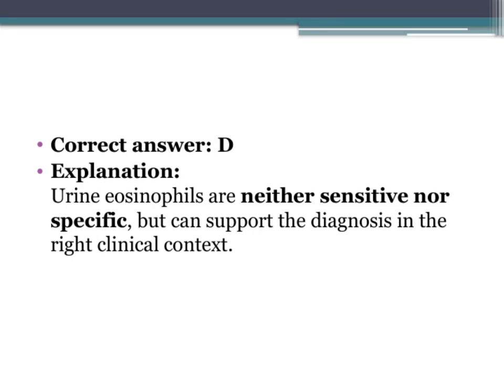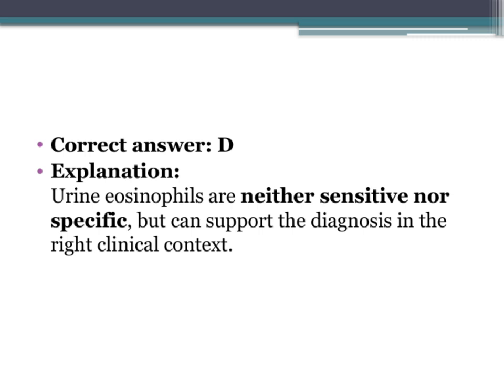Let's talk through the reasoning behind that. Urine eosinophils are interesting because, while they can be present in certain kidney conditions, they are actually neither very sensitive nor very specific for diagnosis. That means their presence alone isn't enough to confirm a particular condition. However, they can still be helpful when you interpret them in the right clinical context.